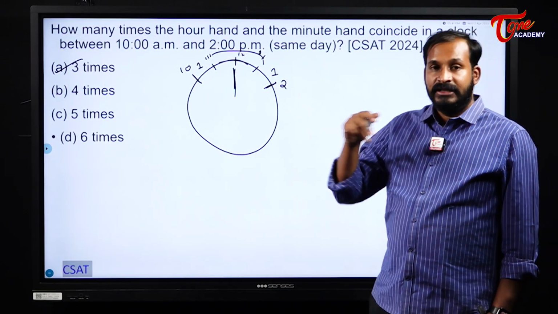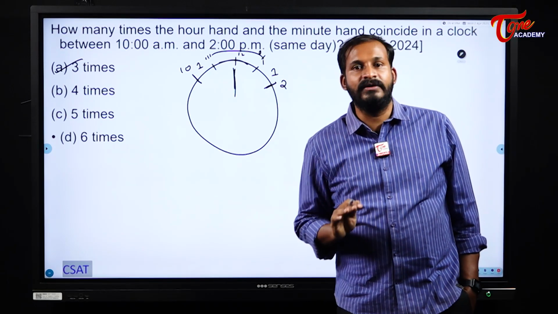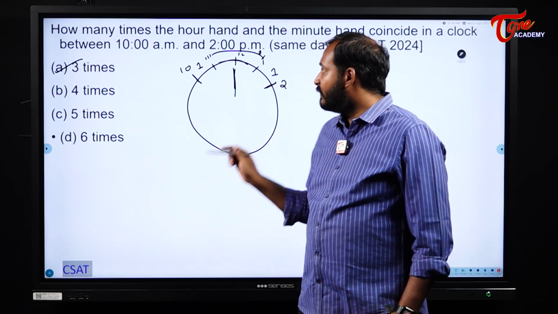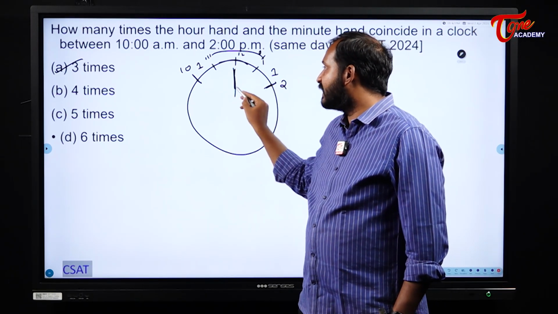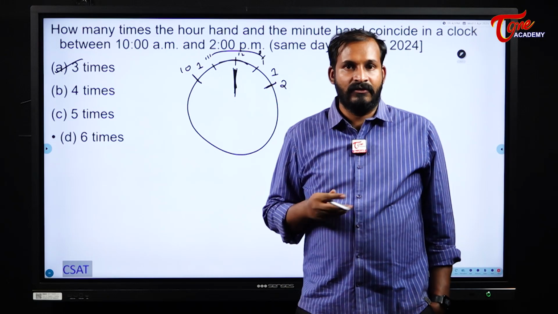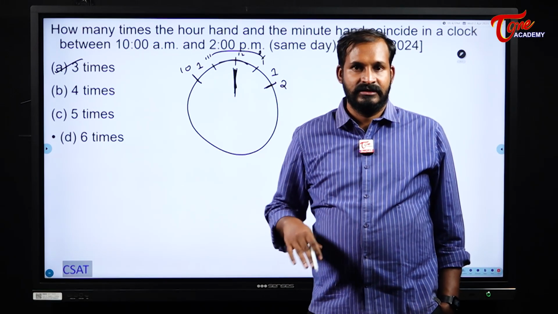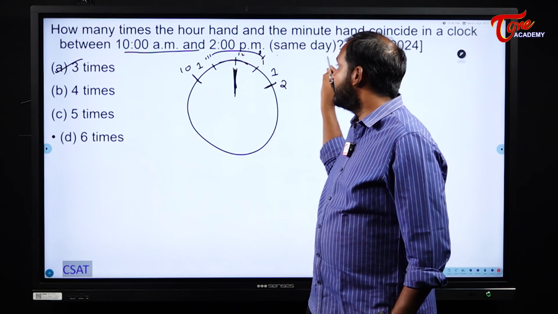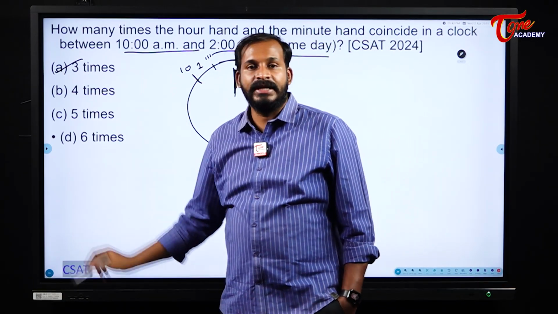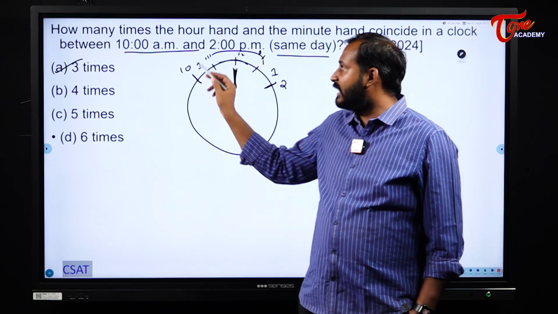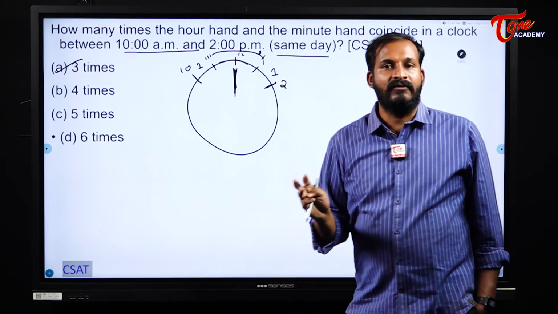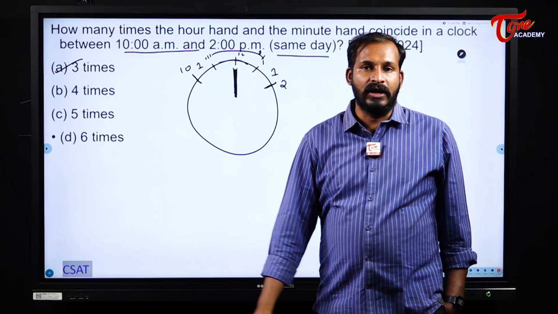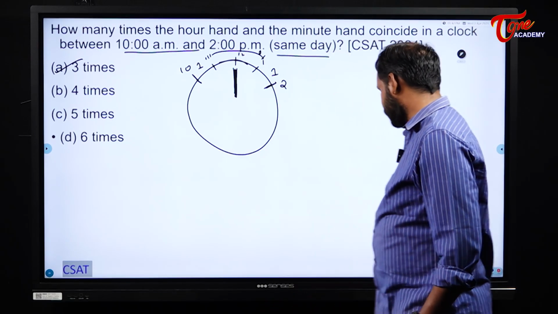The two hands will coincide only for 3 times. That is the reason the basic concepts is very, very important, students. If you learn only the formulas, it is of waste of time. Where we are losing that coinciding point means exactly at 12 o'clock. We have already seen in our first session. So that means between 10 a.m. and 2 p.m. on the same day, the two hands will coincide for only 3 times. Actually, the time difference is 4 hours, but our answer will be only 3 times. The reason is we will have a common coinciding point at 12 o'clock. So, our answer is 3 times.